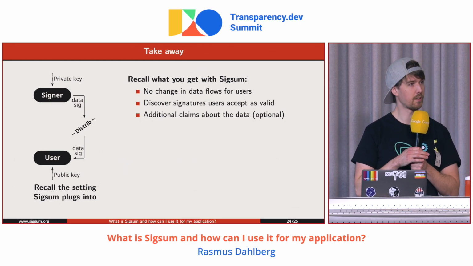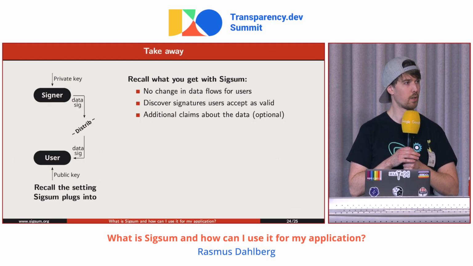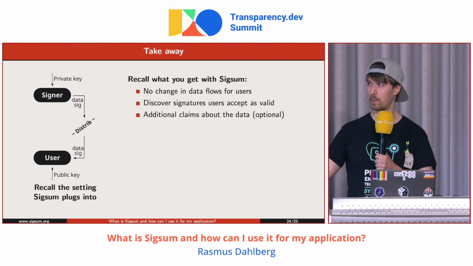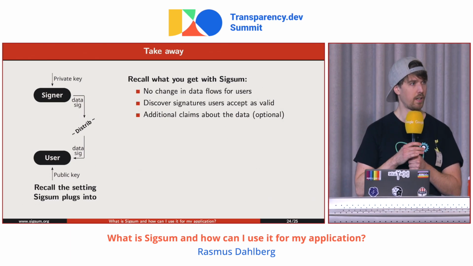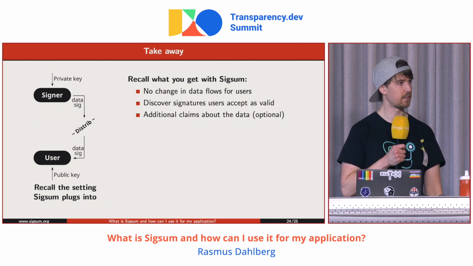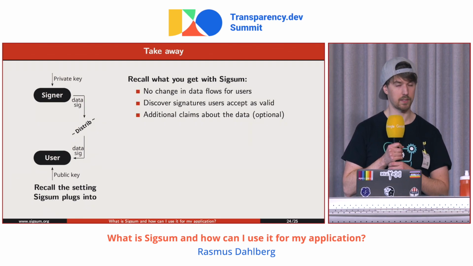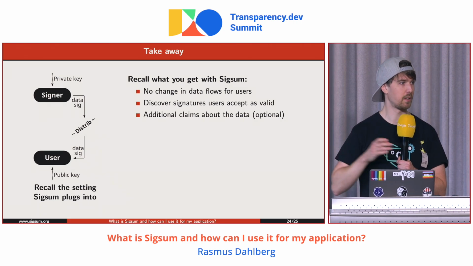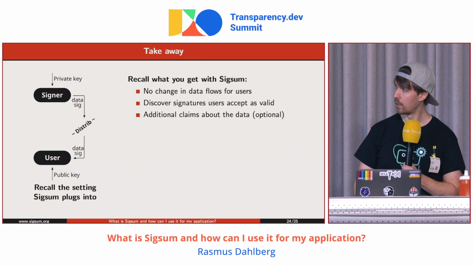You don't change the flows here for the user, so it's still offline verification, which makes it a lot easier to incorporate. You can still have the monitor now that discovers the signatures, and optionally you can make those additional claims about where you're storing the data, what type of data it is, what you can falsify about this data. It's not something that we do per se in Sigsum, but you can do it with Sigsum if you want to.